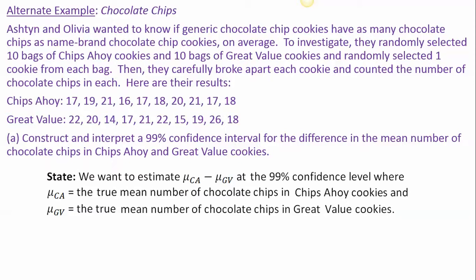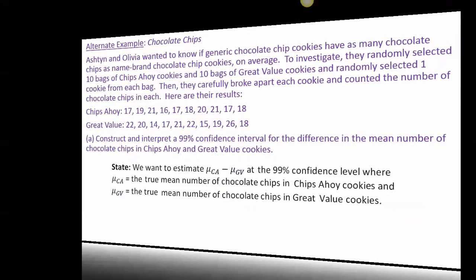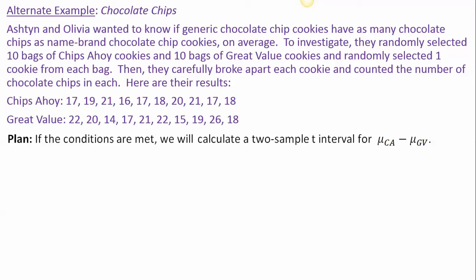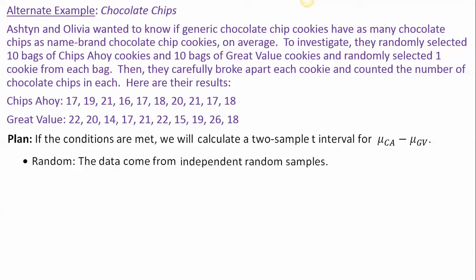So we have to state, plan, do. We want to estimate the difference between the Chips Ahoy and the Great Value cookies at the 99% confidence level, where mu sub CA is the true mean number of chocolate chips in Chips Ahoy cookies, and mu sub GV is the true mean number of chips in Great Value cookies. Our plan is if the conditions are met, we will calculate a two-sample t-interval for the difference of these two means. This is random because the data came from independent random samples.